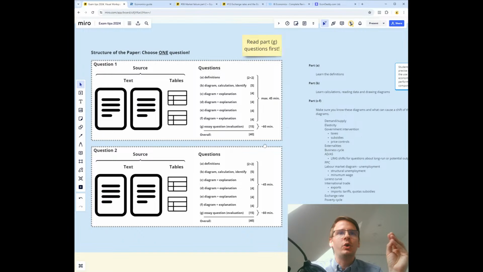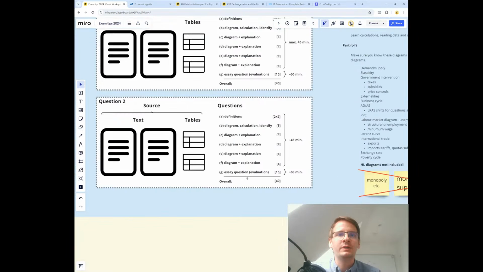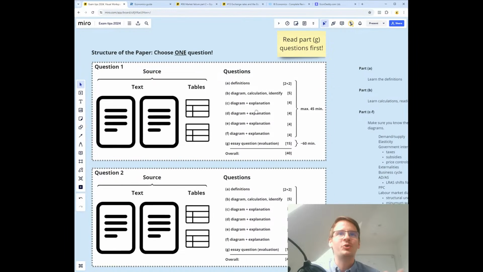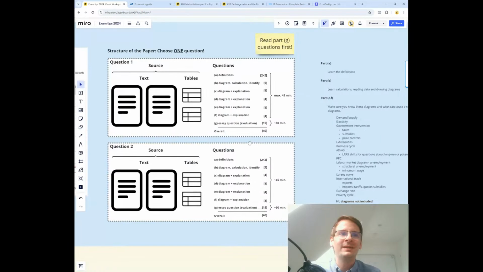Okay, so you don't do all of both questions. Please choose one question. How do you choose your question? By looking at the part G questions first. Many students skip that and simply go to the definitions and they say, oh, great, I know the definitions, I'm going to stick with this question. And then it turns out they don't really know what to say in the part G.